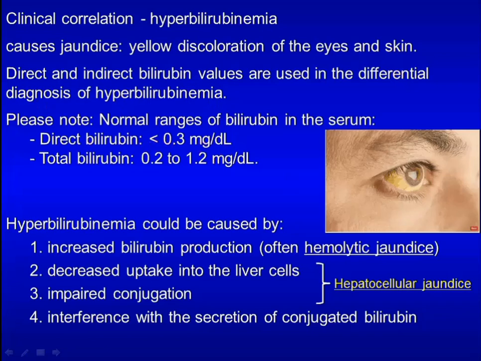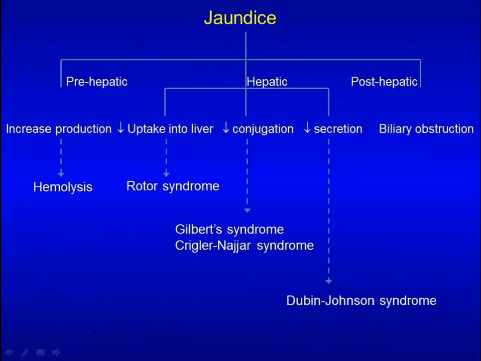Hyperbilirubinemia can be caused by either increased bilirubin production, decreased uptake of bilirubin into the liver cells, impaired conjugation, or interference with secretion of conjugated bilirubin. Conditions causing jaundice can be divided into three groups: prehepatic, hepatic, and posthepatic. Prehepatic conditions are those that increase hemolysis.